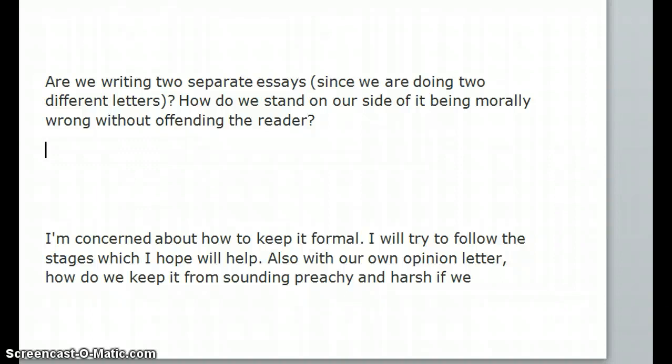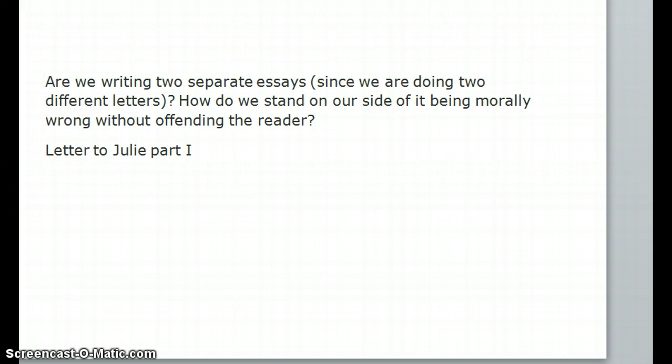You could even say something like letter to Julie, part 1, and then you can type that out for a page and a half, and then letter to Julie, part 2, and then Eric and I will know in the first part you're representing Kant, in the second part you're representing you.